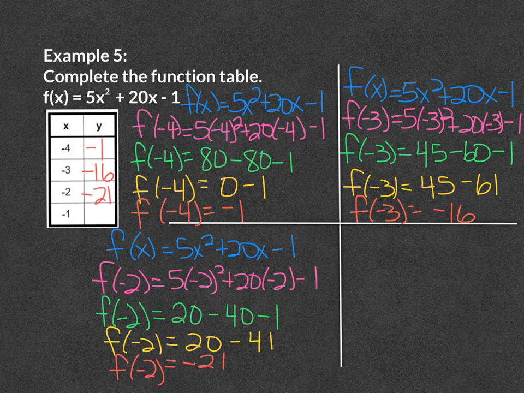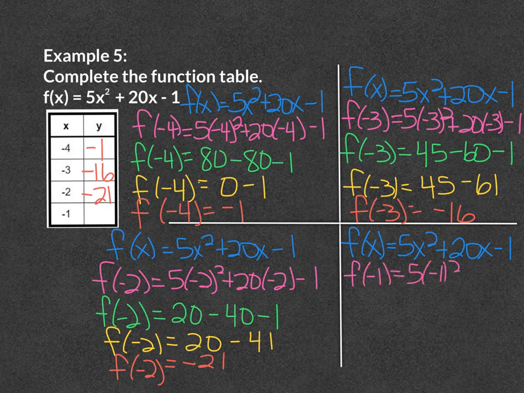Now the last one, I'm going to rewrite the equation. I have f of x equals 5x squared plus 20x minus 1. So wherever there's an x, I'm going to replace it with negative 1. So I have f of negative 1 equals 5 times negative 1 squared plus 20 times negative 1, bring down negative 1.